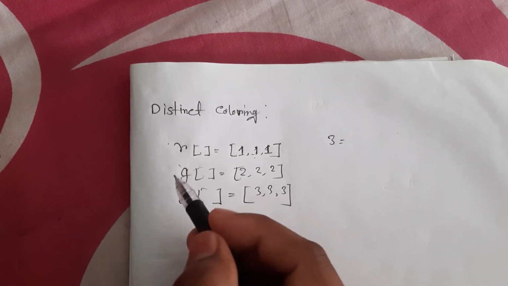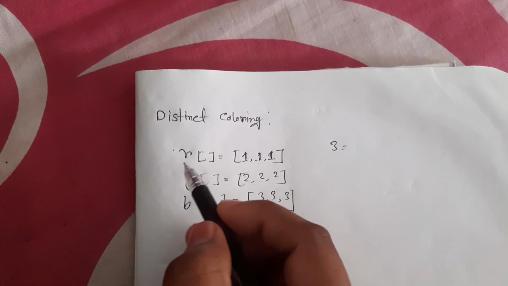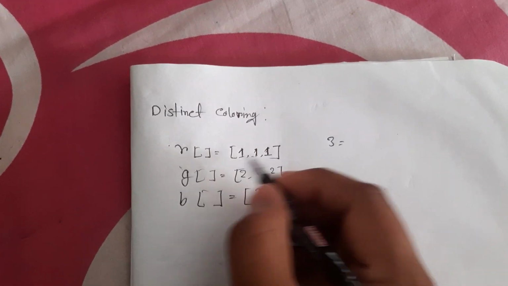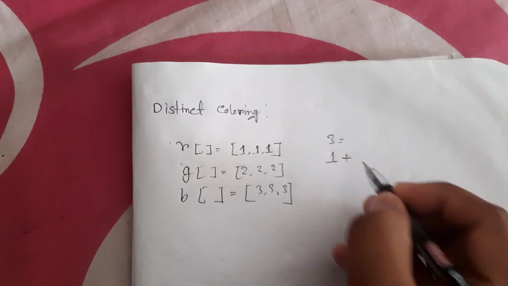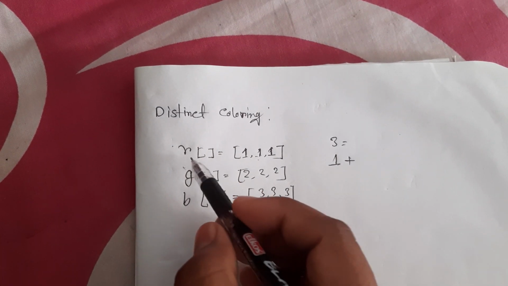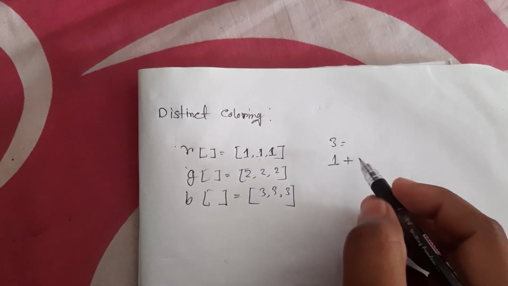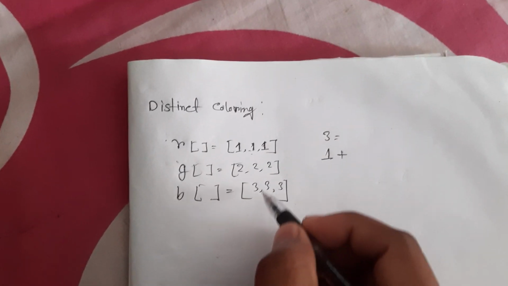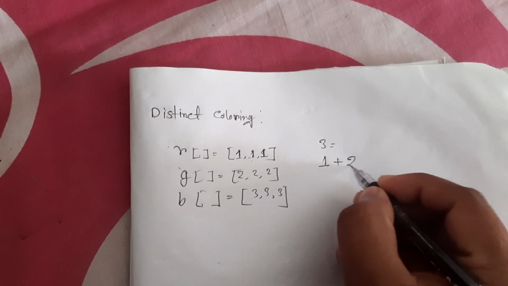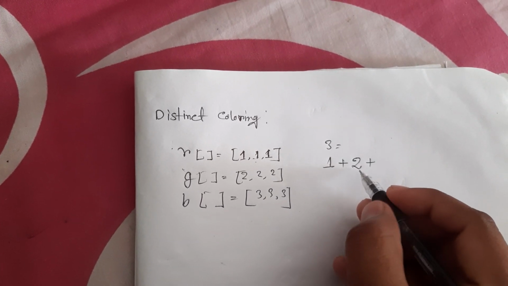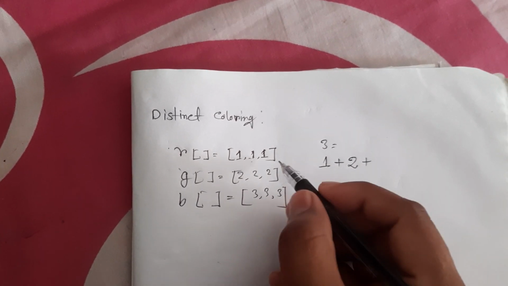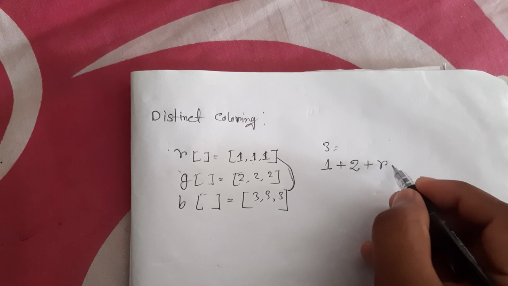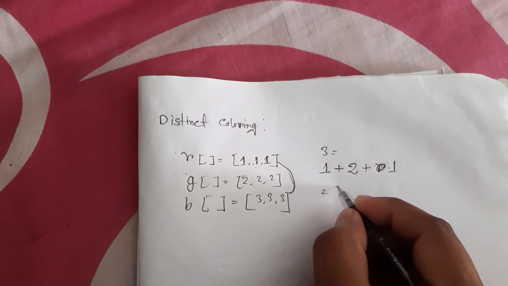So you can choose whether to color with red, green or blue. If you choose the first house with the red color, it will cost 1. And if you choose red for the first house, you cannot choose red for the second house. So you need to choose green or blue. If you choose green, it will cost 2. And as the second house is green, for the third house you can choose red or blue. So what will you choose? You will choose red. So the answer would be 4.